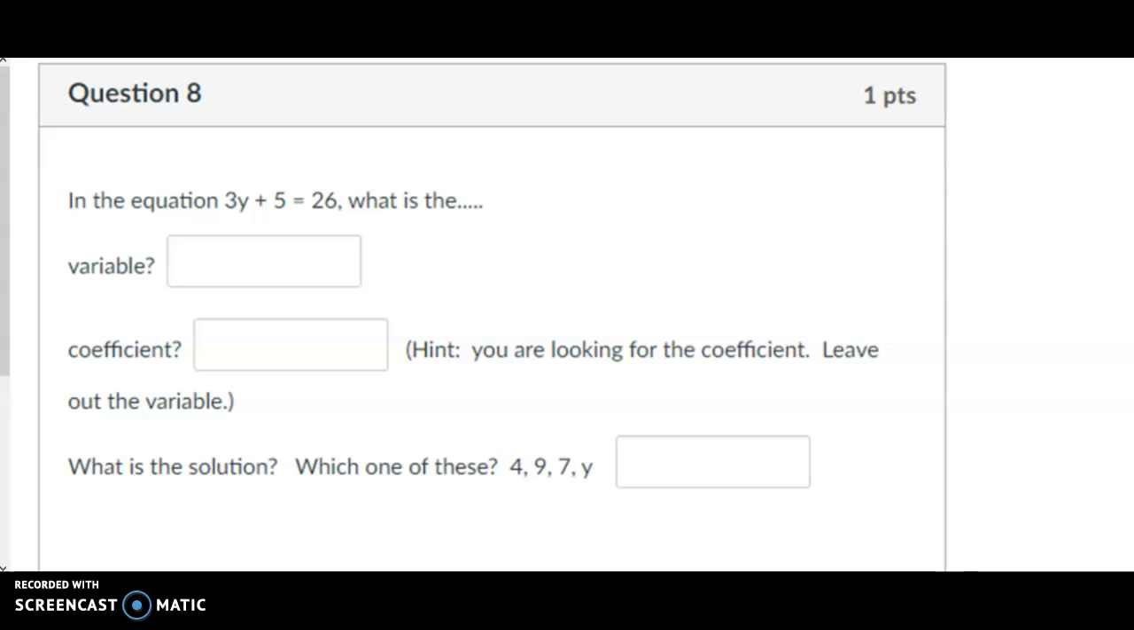Okay, in question 8, we're looking at an equation, 3y plus 5 equals 26, and we're trying to figure out what is the variable. Well, the variable is the unknown that we're trying to solve, and the variable here is y. And what is the coefficient? Well, it's the number in front of the variable.